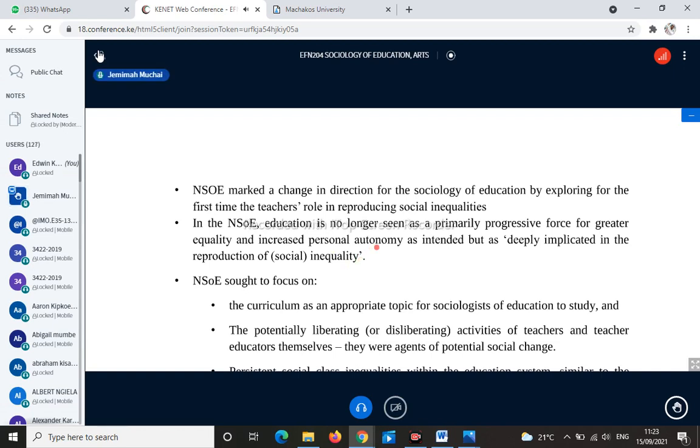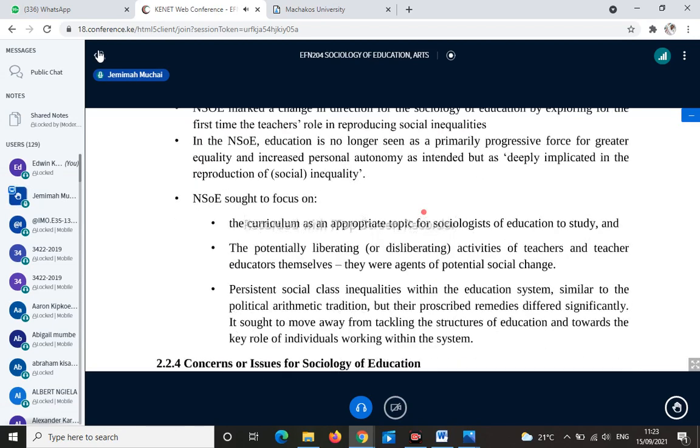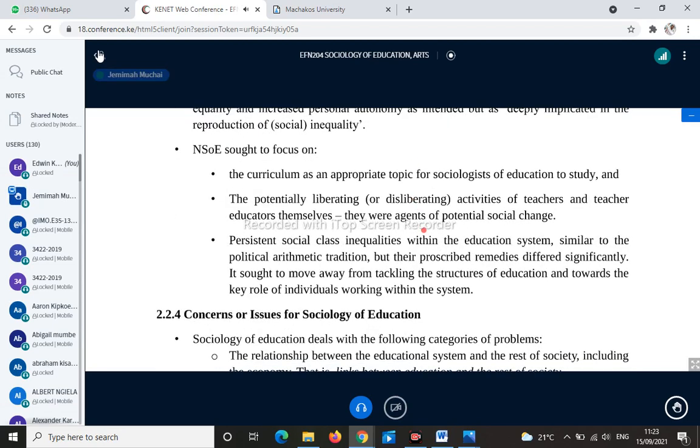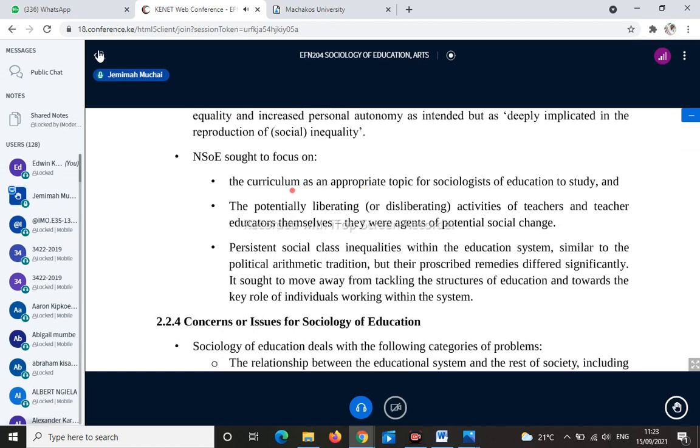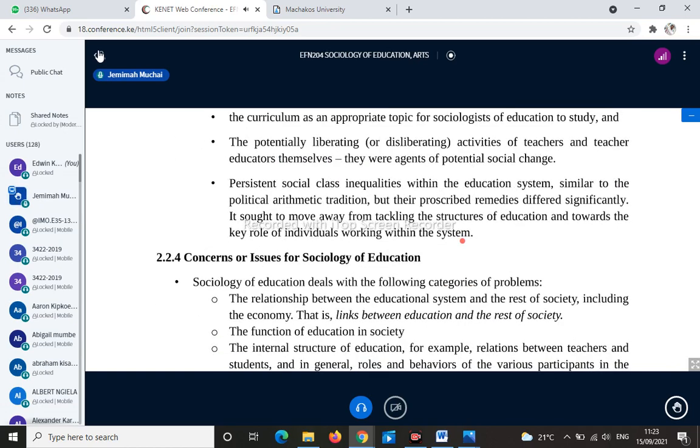It is not like before. You get educated, you complete your education, you get a good job. Today, you complete your education, there is nowhere to go. Social inequality. The new sociology of education sought to focus on the curriculum as an appropriate topic for sociologists of education to study. The curriculum. What is the curriculum? You went through the curriculum development last semester, so you know what a curriculum is.